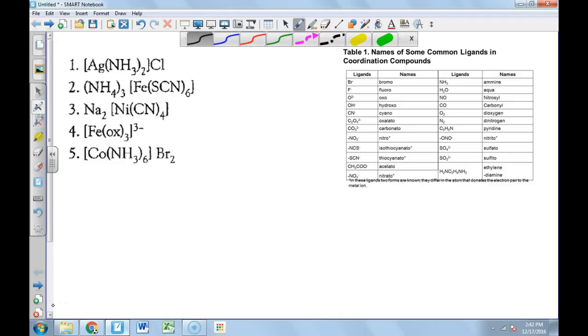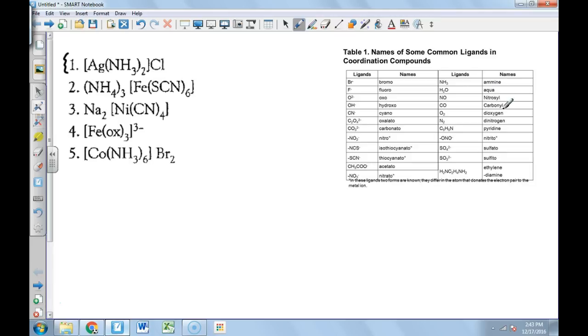Hey everybody, I wanted to go over some of the answers in the Ultimate Chemical Equations Handbook. This is Chapter 5, and this is how to name coordination compounds. And so let's get started. This is exercise 5-1, and this is number 1 of that. And so we're given a formula, and we have to make that a name.